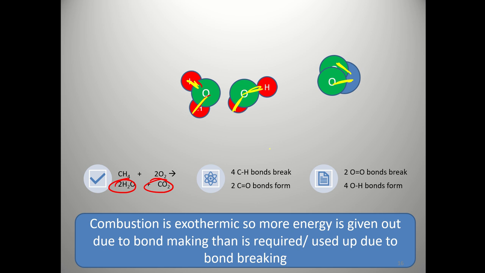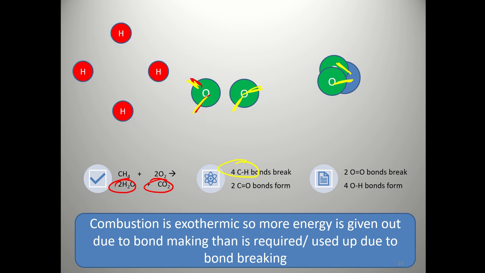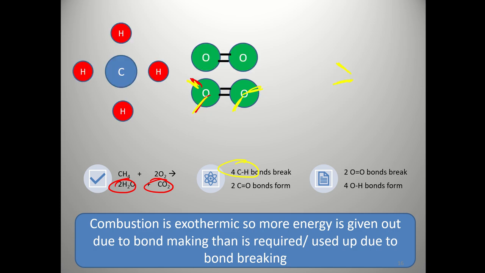In total, what we've done here is we have broken 4 single carbon hydrogen bonds. I'll just go back to show you. We've broken 4 single carbon hydrogen bonds, you can see them there, and we've broken 2 oxygen double bonds. So that process is endothermic, and energy goes in, in other words, in that part of the process.